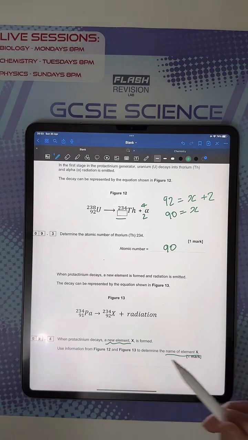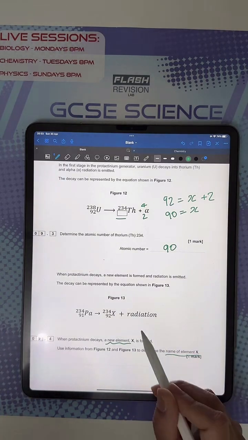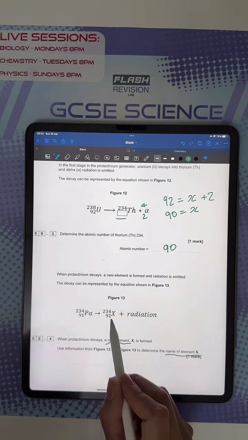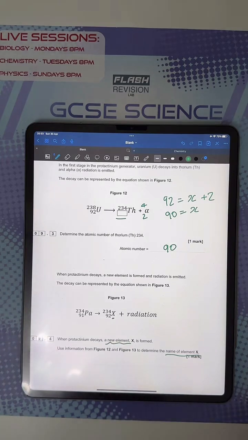The answer's not beta. Beta is the radiation. So the question is not asking what the radiation is. It's asking what is X? What element is it? Yeah, I think Jack's got it. Uranium. It's uranium. It's a tricky one.